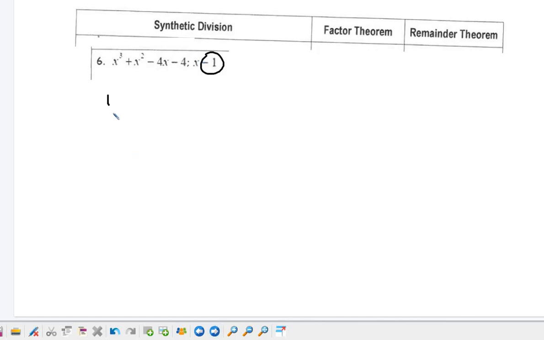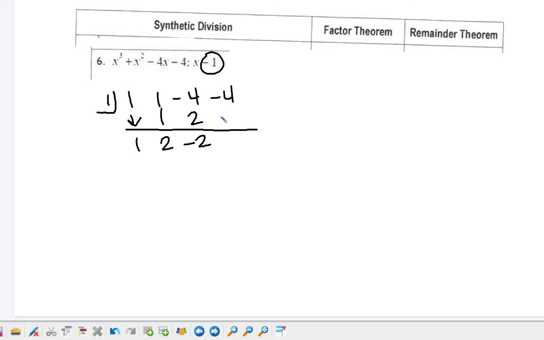So opposite, so 1, 3, 2, 1, 0, so 1, 1, negative 4, negative 4. So bring down the 1, 1 times 1 is 1, add, multiply, add, multiply, add. So no, because remainder is not equal to 0, and f of 1 would be equal to negative 6.